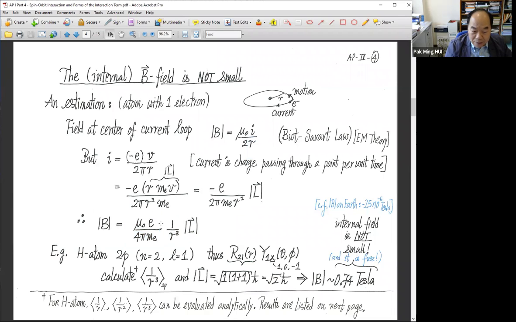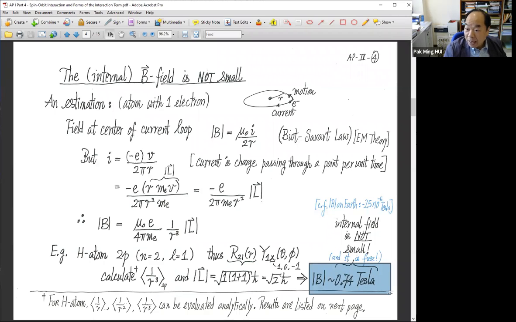That means we can estimate how big this field is. You just pick any state you want. 2p is natural because for L equals 0, you shouldn't have any orbital angular momentum. So you pick a 2p state, you pick the wave function, and you have to estimate what 1/r cubed is. In fact, for the hydrogen atom, this expectation value can be carried out, rather tedious, but it can be done. And we found that at the end, all in all, this B field is about 1 Tesla.